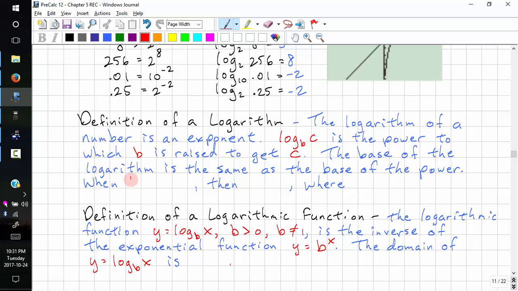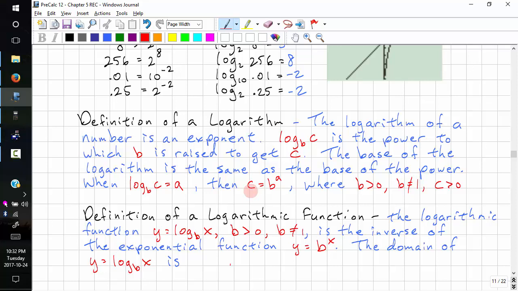So if we have log base b of c equal to a, then c equals b to the power of a, where b is greater than 0, b does not equal 1, and c is greater than 0. Okay, so this needs to be positive. This needs to be positive, but not 1. And then a is the exponent.